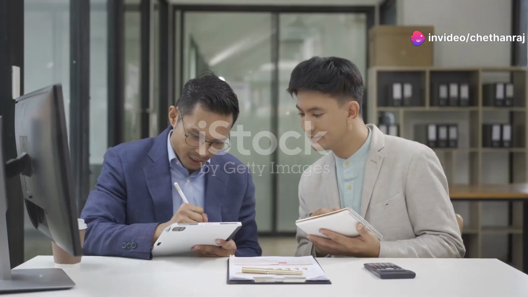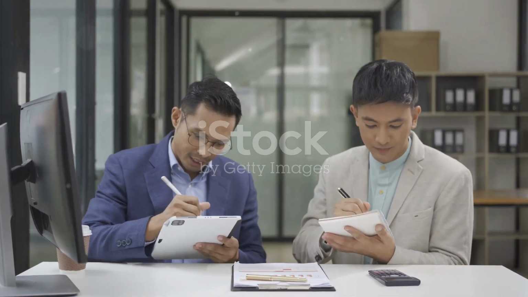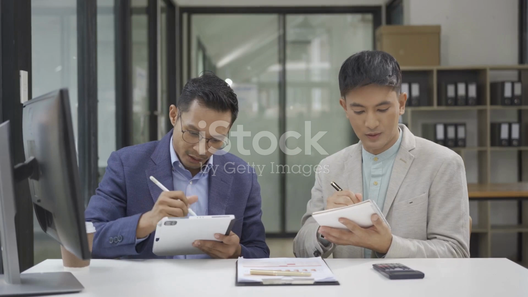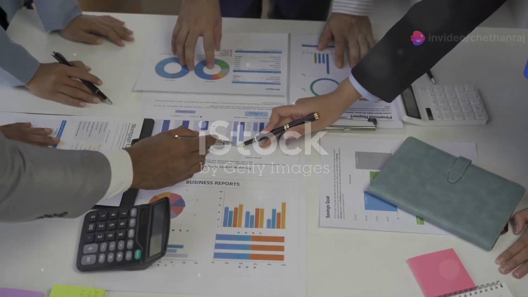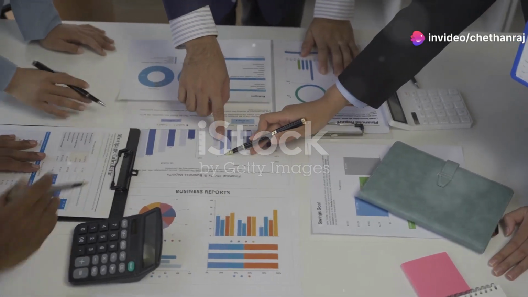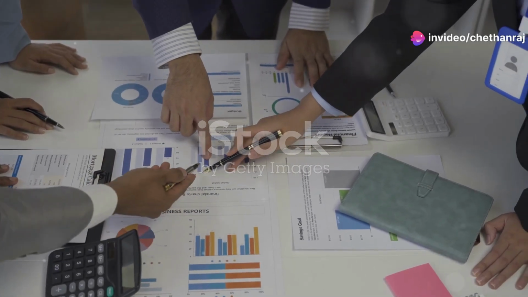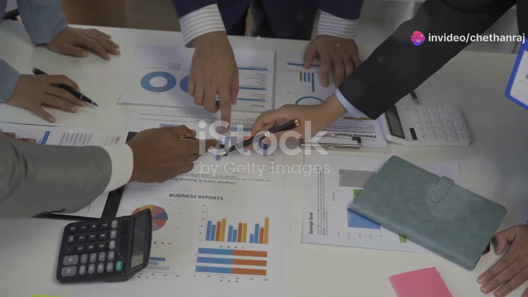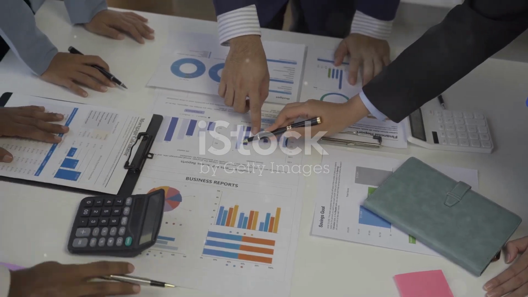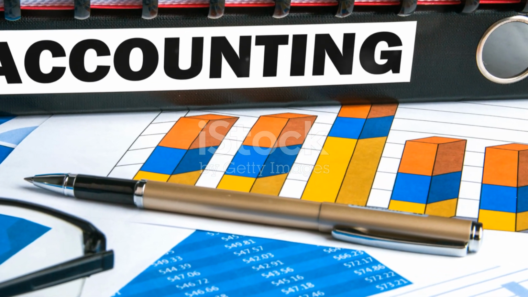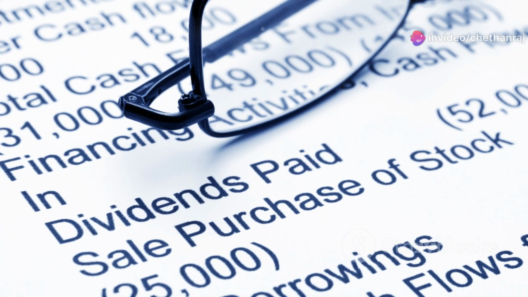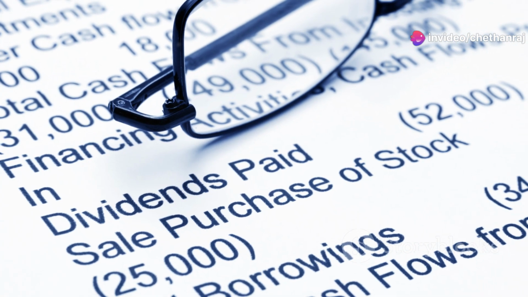To better understand the practical implications of AS1, let's delve into some specific examples of disclosures required under this standard. Methods of depreciation. A company must disclose the method used for depreciating its fixed assets, such as straight line, declining balance, or units of production. Each method can significantly impact the reported depreciation expense and the carrying value of assets.